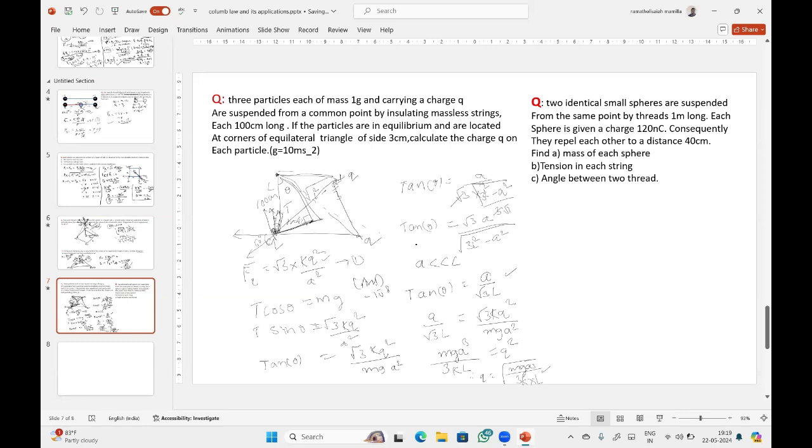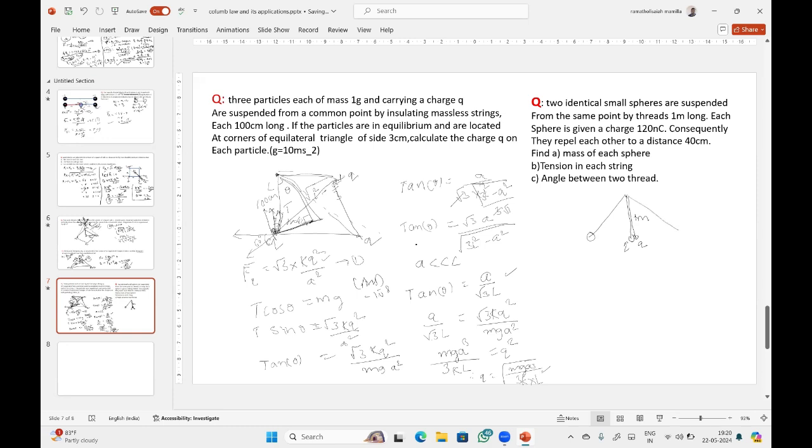Two identical small spheres are suspended from the same point. Two identical spheres are suspended from the same point by threads of length 1 meter. Each sphere is given a charge of 120 nanocoulomb. Afterwards you can substitute. Now they will repel each other to some distance.